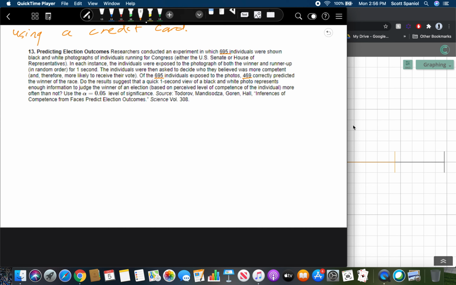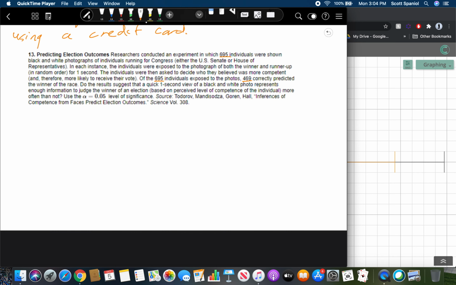Do the results suggest that a quick 1-second view of a black and white photo represents enough information to judge the winner of an election based on perceived level of confidence of the individual more often than not? Use the alpha equals 0.05 level of significance.